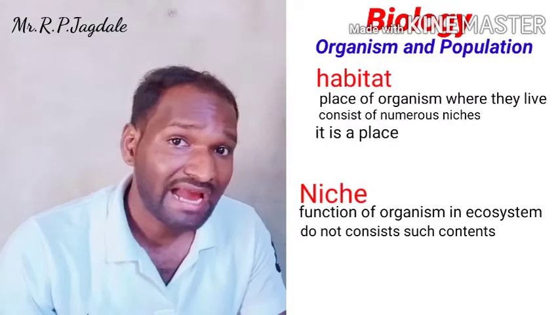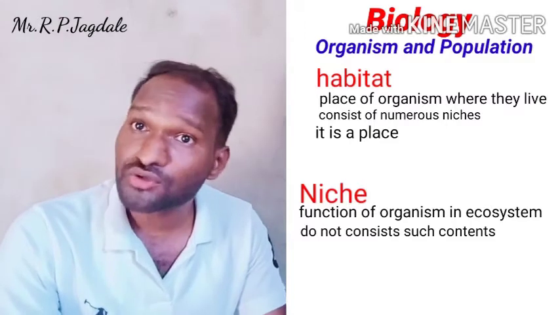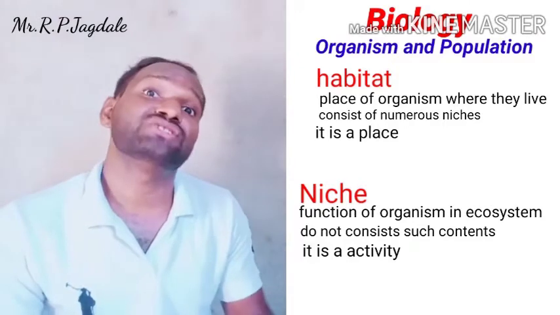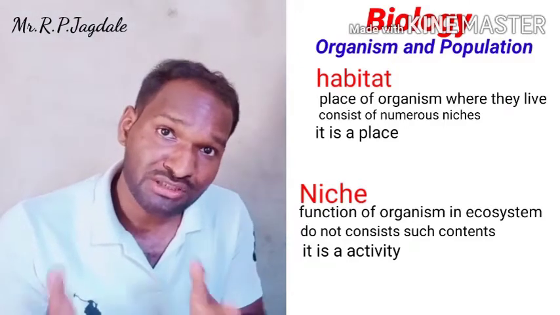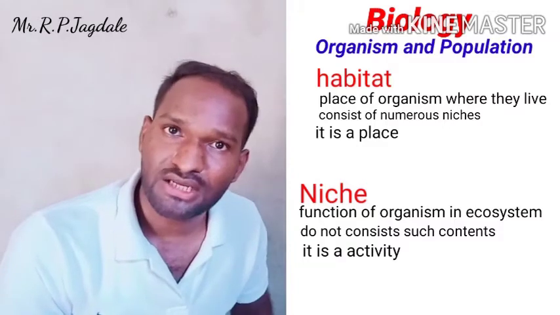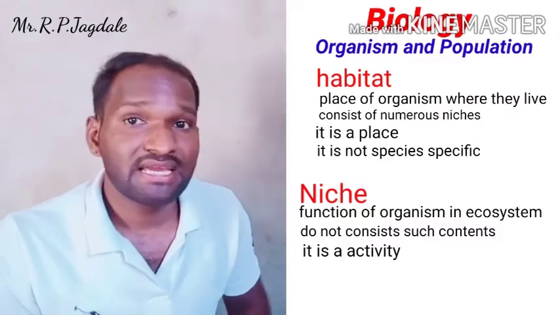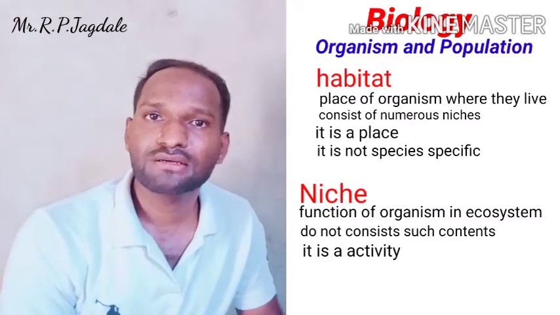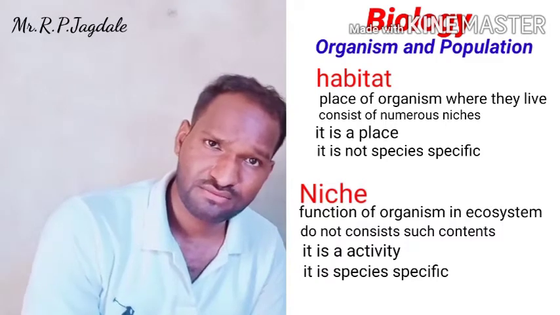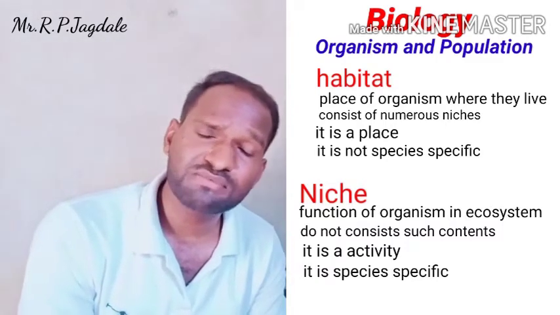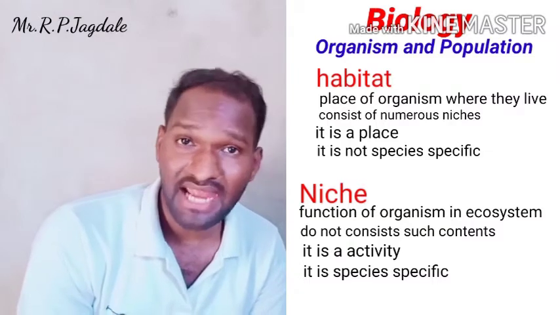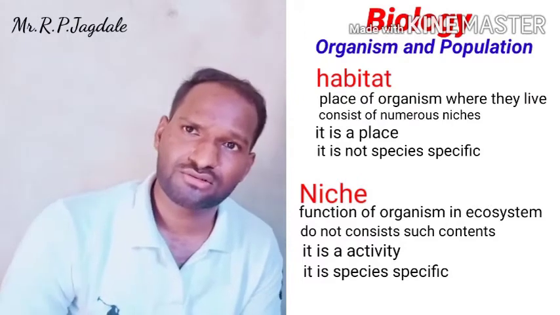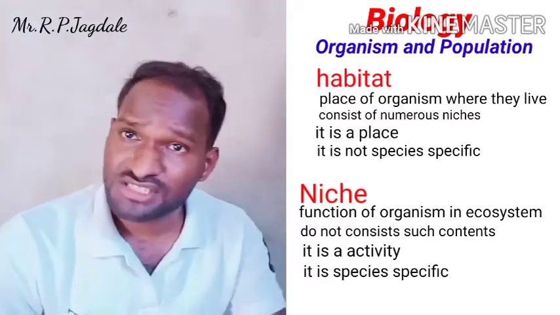The third point: habitat is a place. I have already told you that habitat is a place and niche is the activity. So it is the major difference. The concepts are different. It is the place, and it is the function of that organism. And the fourth point is that habitat is not species specific and the niche is species specific. What is the meaning of that? Habitat is the same for many of the organisms. So it is not species specific.